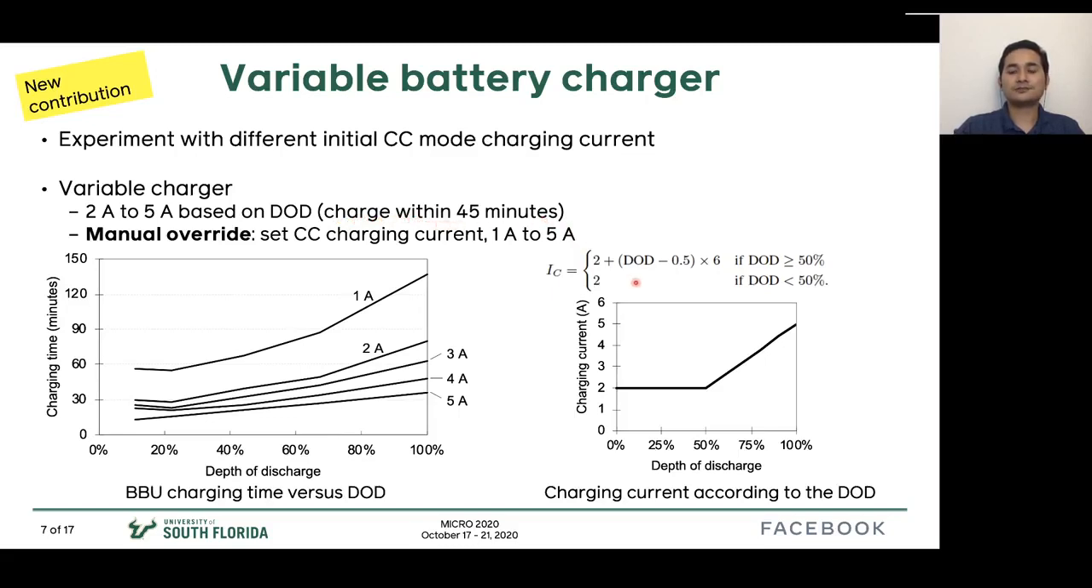This formula can be represented as a graph as shown on the right, where we have 5 ampere recharge current at 100% discharge, and it decreases as the depth of discharge of the battery decreases. We also introduced a manual override feature in the variable battery charger, whereby we can manually set the charging current between 1 ampere and 5 ampere.